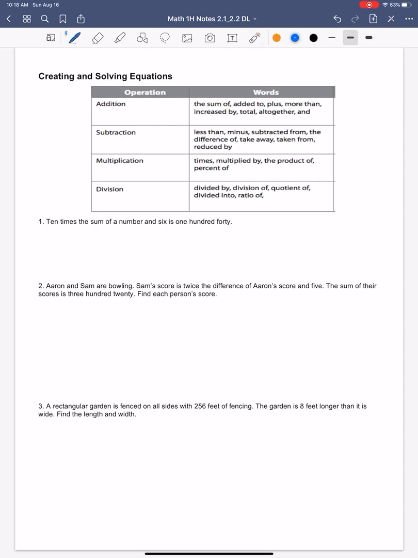And then one that I want to add that they don't have in this table is, when we see the word is, oftentimes that's going to be equals.